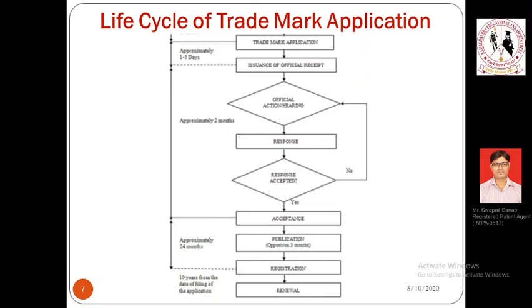That is, after the acceptance, the mark which is accepted is published in a journal and it is open for inspection for the next 3 months, right? Within these 3 months, if somebody comes and opposes or files a request that this mark should not be granted, the trademark registry sends a notice to the person who has filed the trademark application, gives an opportunity to be heard on whether it has to be taken forward or whether you are actually copying it, and based on that it will be decided whether a trademark is registered or not.